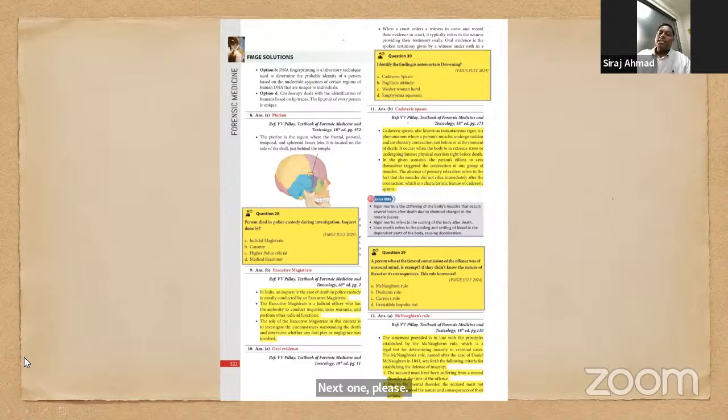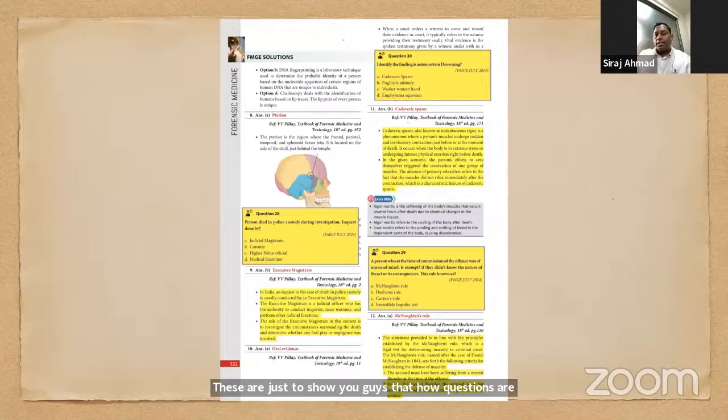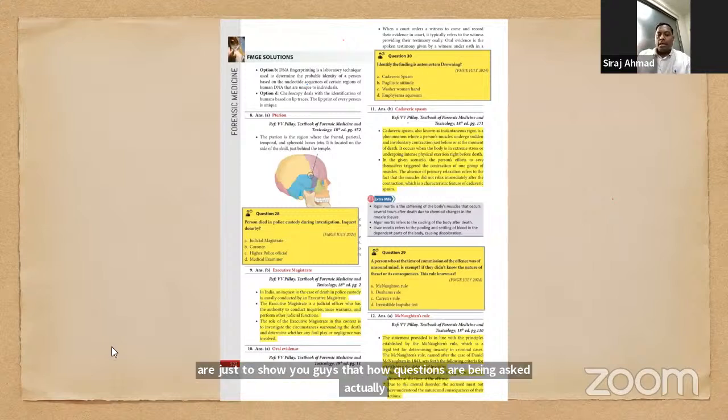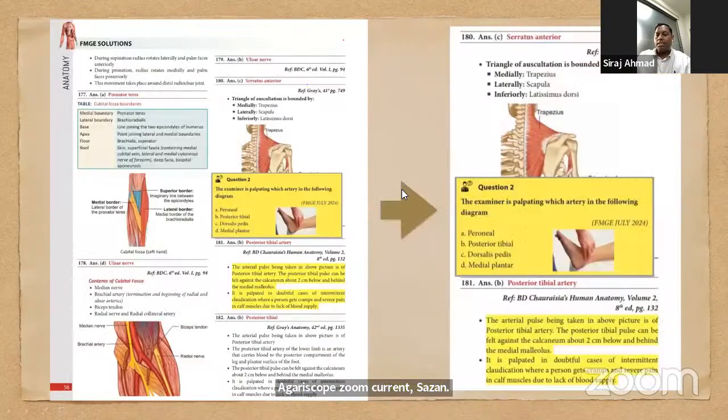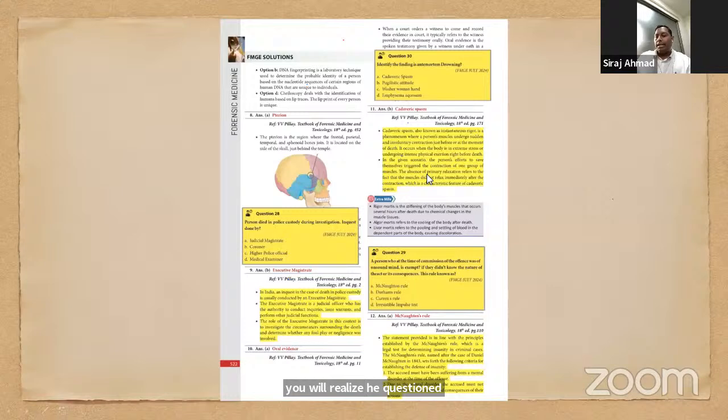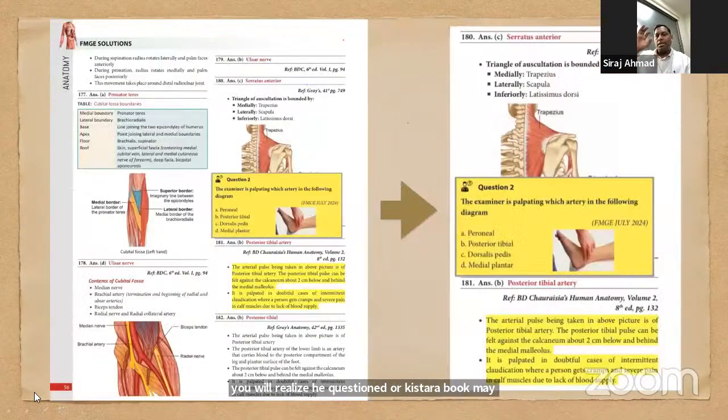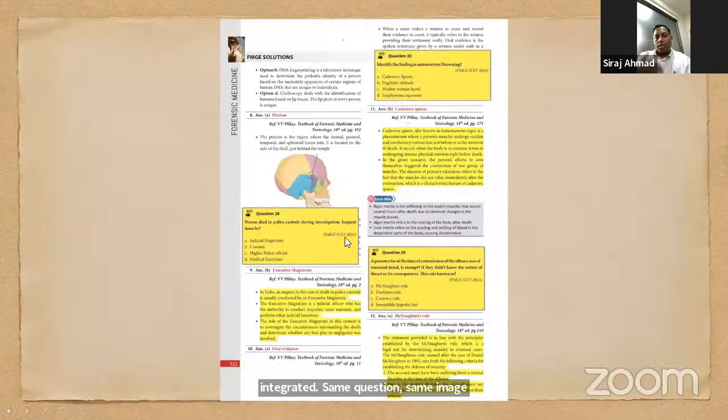All right, so these are just some of the important examples. I think जितने क्वेश्चन थे हमने सारे क्वेश्चन को आंसर कर दिया सर. These are just to show you guys how questions are being asked actually. अगर आप इसको जूम करेंगे तो you will realize कि क्वेश्चन आते कैसे हैं और किस तरह से ये बुक में इंटीग्रेटेड है. सेम क्वेश्चन, सेम इमेज, सेम तरीके से क्वेश्चन आए हुए हैं. You can just go ahead.